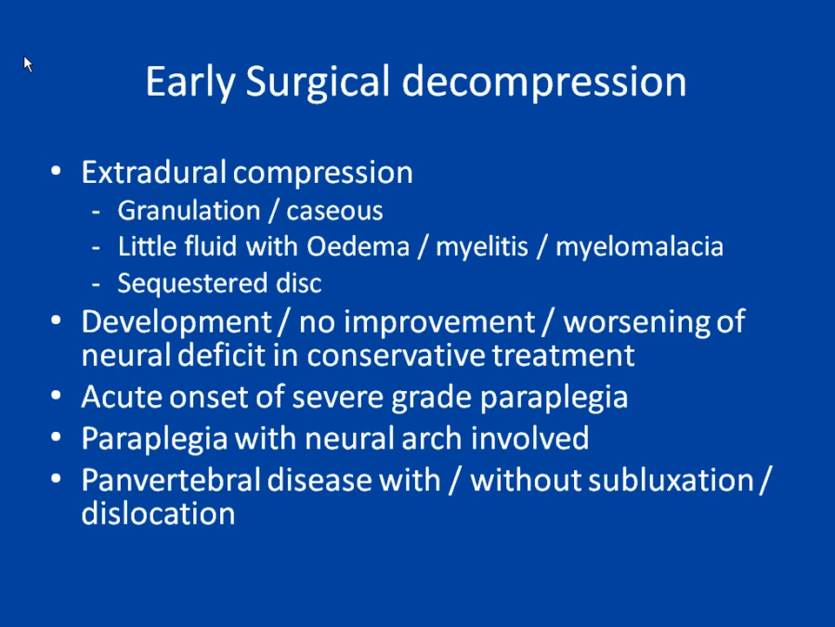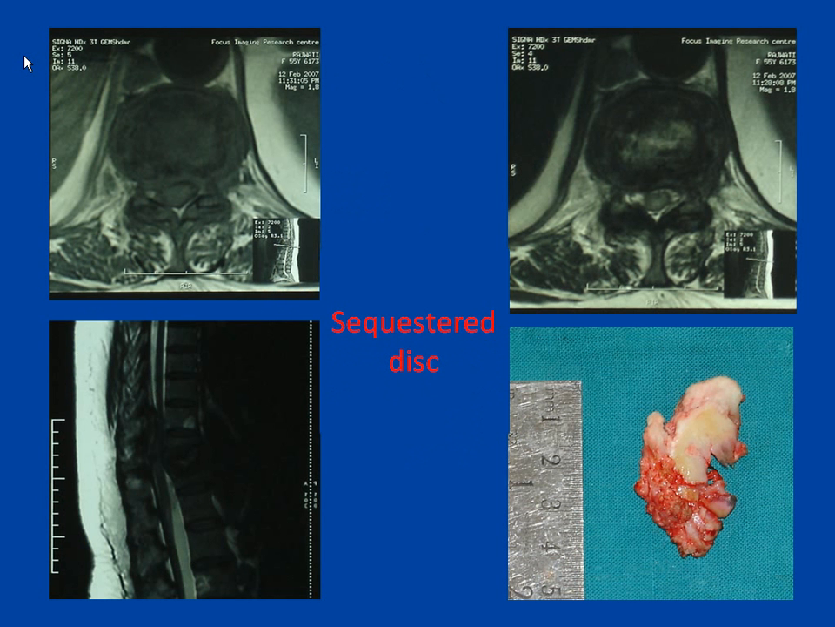Or a patient who has got an acute onset paraplegia with severe grade, or paraplegia with neural arch involvement, or a panvertebral, a global disease with or without subluxation or dislocation. Here is an example of a sequestrated disc which could not otherwise improve unless we have done an early decompression at this mid-dorsal region.